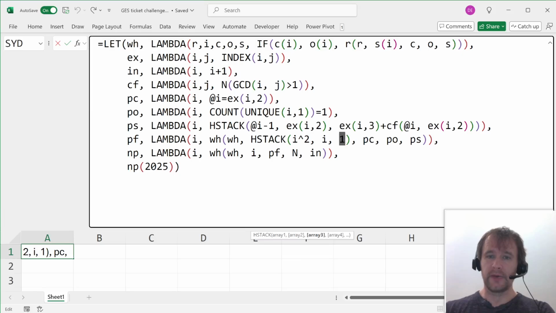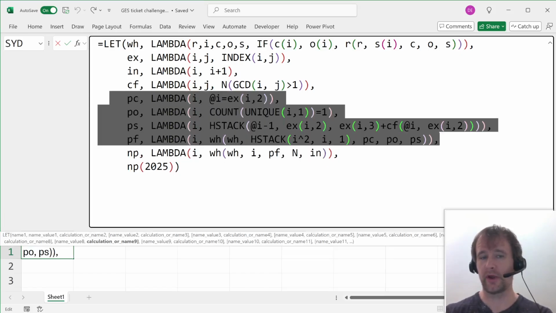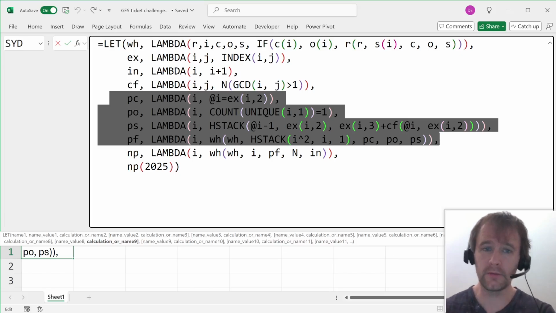So the only way that you end up with this triple being I, meaning there's only one unique value in it, is if the number you started with is prime. So this whole PF function is just saying, is the number prime? And so now, finally, we can look at NP and say, what is going on here?